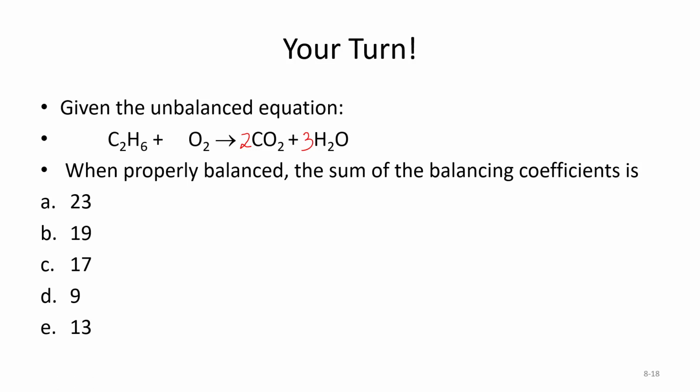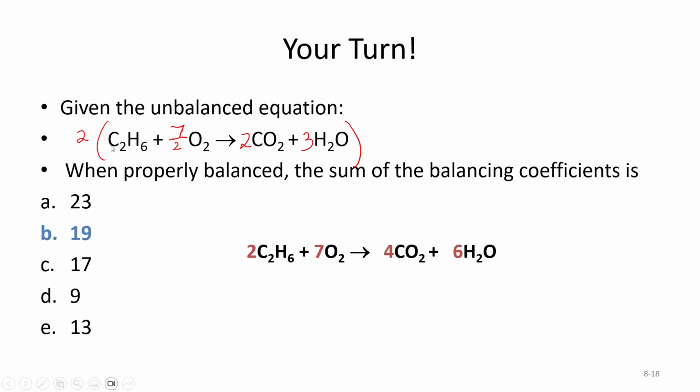There's 2 oxygen on the left side, and there's 2 times 2 gives us 4, plus 3 oxygen gives us 7. So there's 7 oxygen on the right side. 7 is an odd number. So in order to balance out these oxygens, we're going to have to use that fraction method. We're going to write the number of oxygen on the right side divided by the number of oxygen on the left side. And then we're going to multiply away that denominator. So we're going to multiply the entire equation by 2.